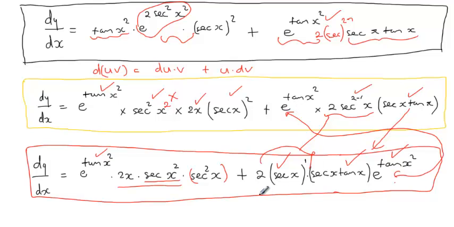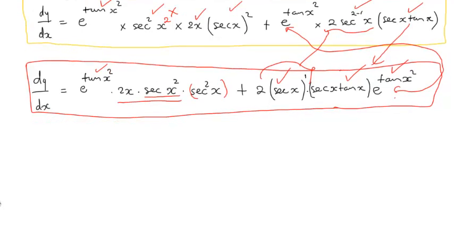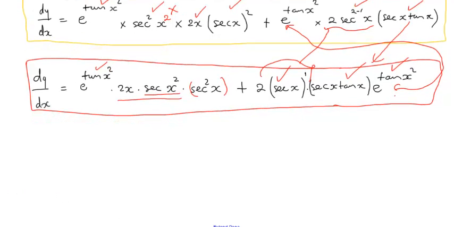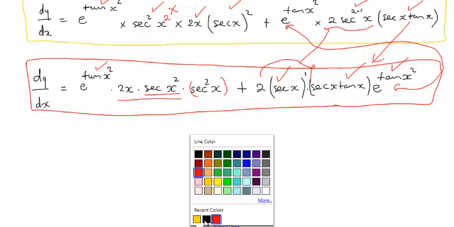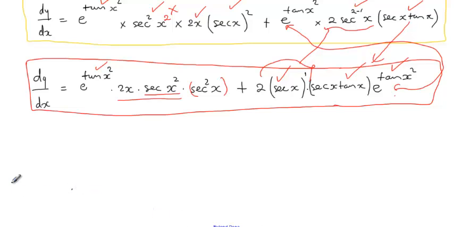Are we together, guys? Okay, so let's do it correctly together once. I'm basically rewriting the correct answers correctly. We would have said the function is e^(tan x squared) multiplied by sec squared x.